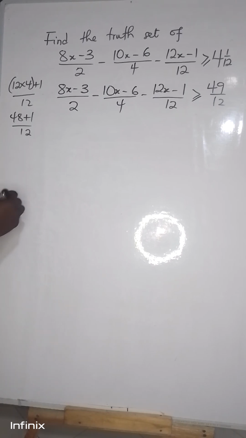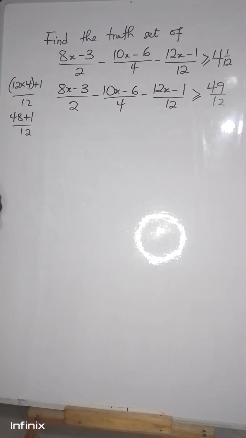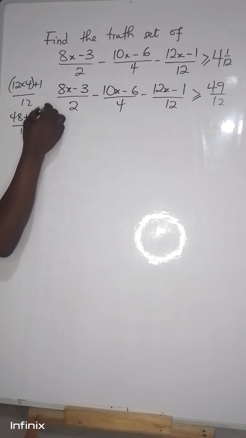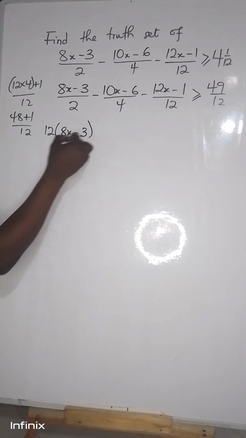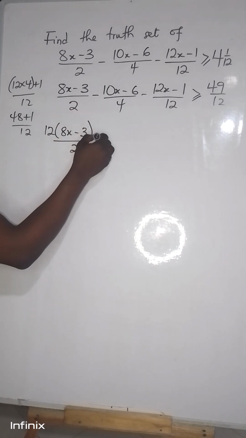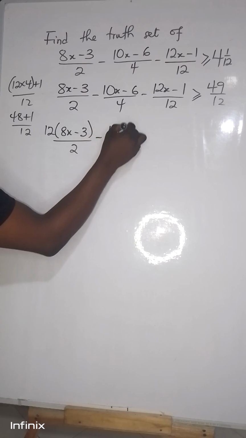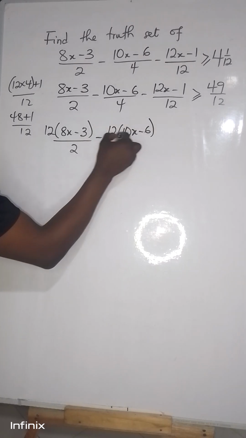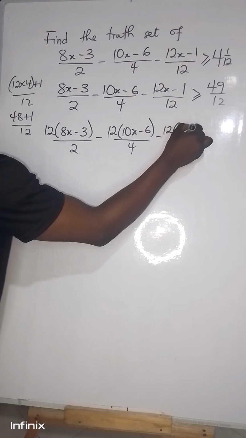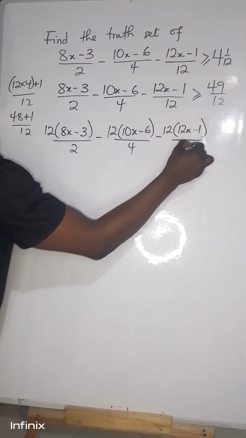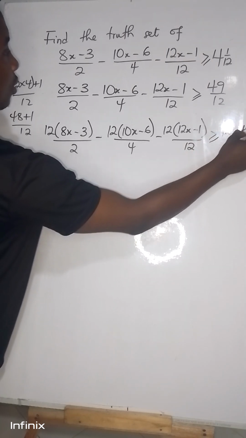Now, the LCM of 2, 4, 12, and 12 will be 12. So now we use it to multiply. So we have 12 by (8x minus 3)/2, then minus 12 by (10x minus 6)/4 minus 12 by (12x minus 1)/12, and greater than or equal to 12 by 49/12.